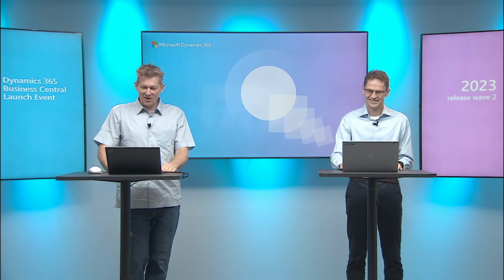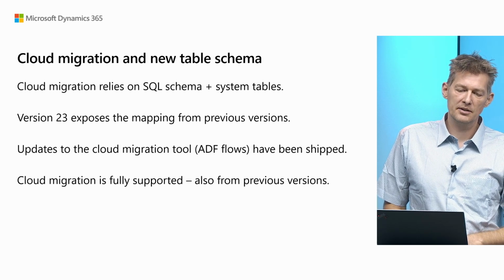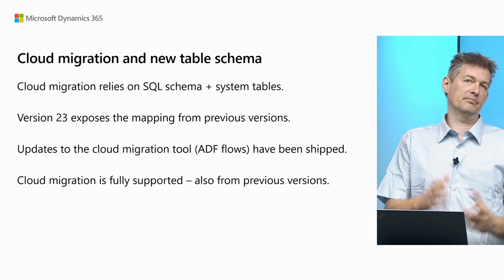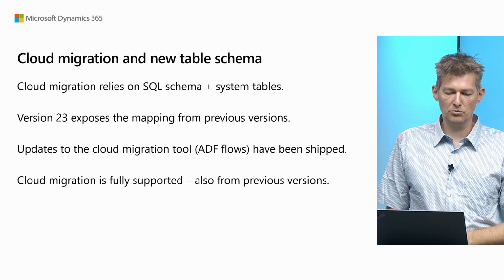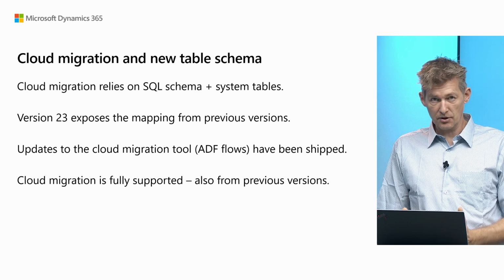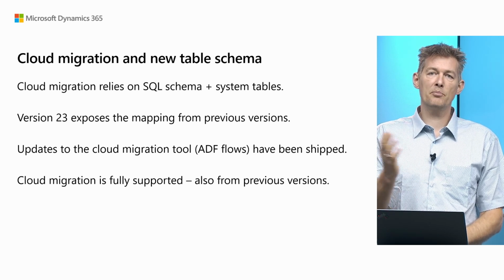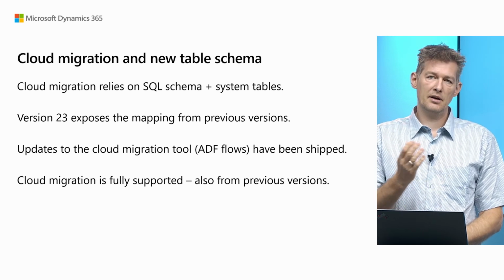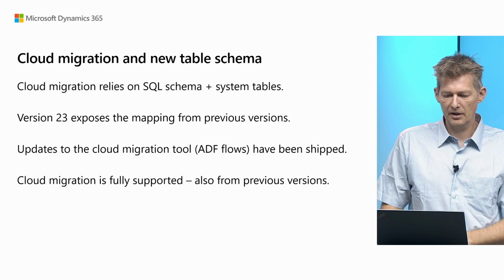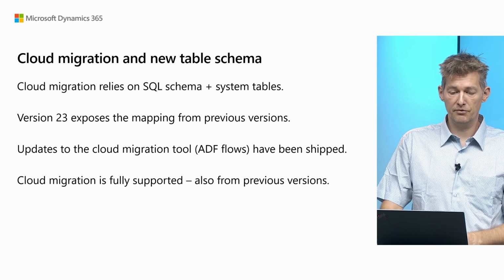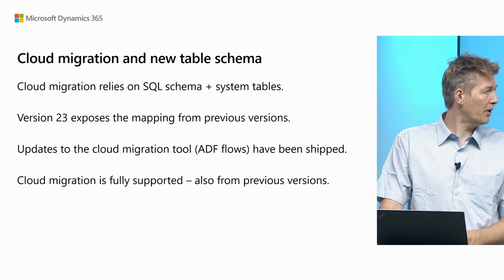All right. You might wonder, but wait a minute, what about cloud migration? Since you're changing the schema, how can we migrate from earlier versions using the cloud migration tool? We upgraded that, so all good. Version 23 exposed the mapping from previous versions. We updated the tool. So these Azure Data Factory flows now know about the new and old data models, and cloud migration is fully supported, also from previous versions as it used to be, or as it should be.